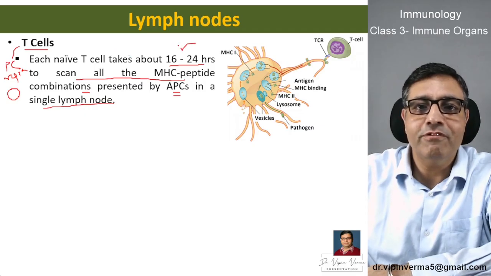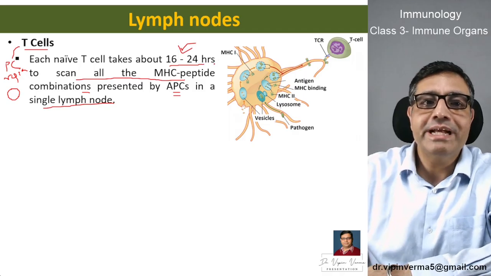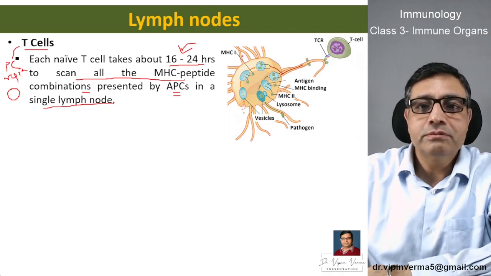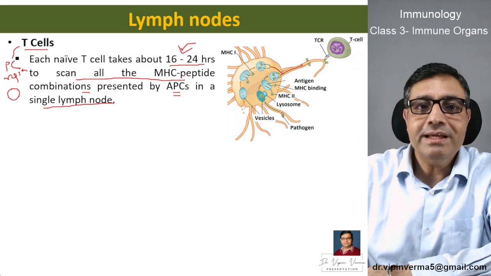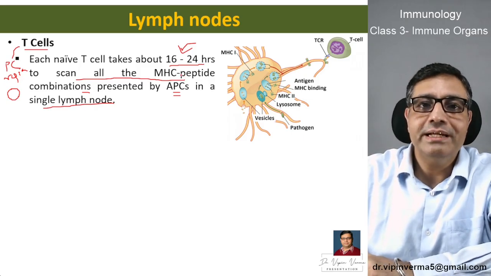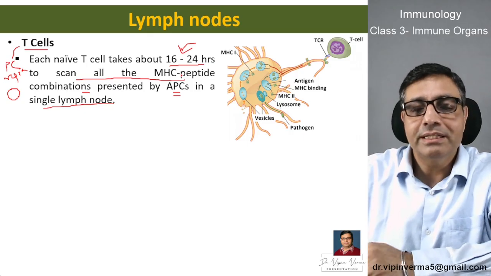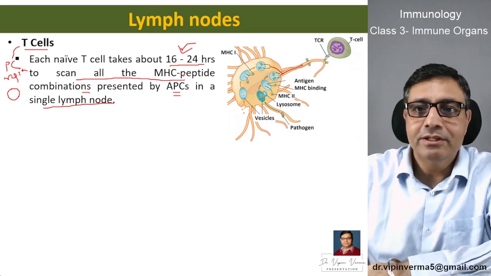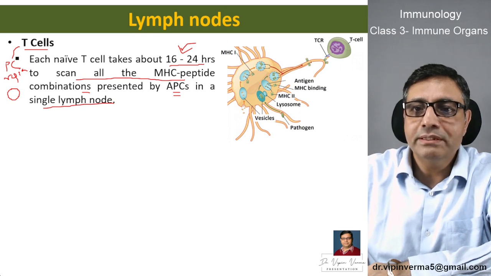So that means within one day, maximum in one day, all the lymph node cells will be scanned by each naive T cell, just to look for the suitable antigen which it can bind to, and which can activate it. So here you can see this is one of the dendrites, and on the dendrites you can see the MHC molecules which are binding to the TCR.